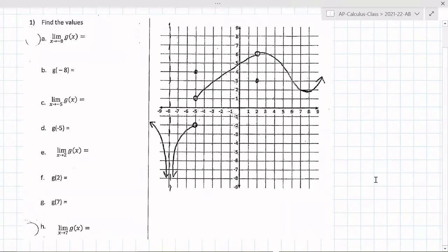So in this problem, we are trying to find the limits visually through the graph. A graph is given for a function. The function is g of x, and we're asked to find these limits. The first one is the limit of g of x as x approaches -8. So -8 is here.